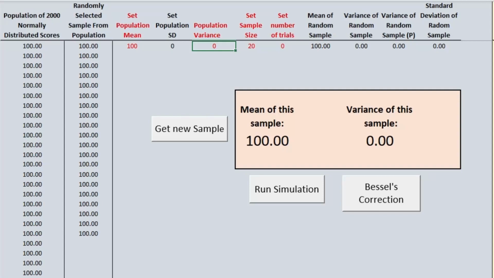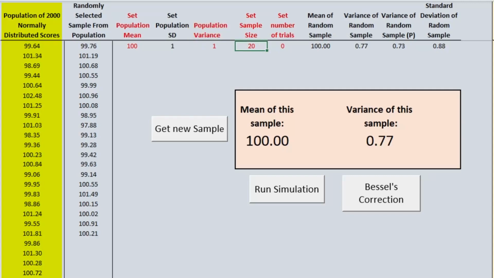Let's start by setting the variance of the population to 1, which is a very small amount of variance. Pay close attention to the population scores as we make this adjustment. You'll see the scores change. They're no longer strictly 100. They vary on both sides of the mean. Moreover, because the variance is so low, these scores are tightly packed around the mean of 100 with minimal variation.